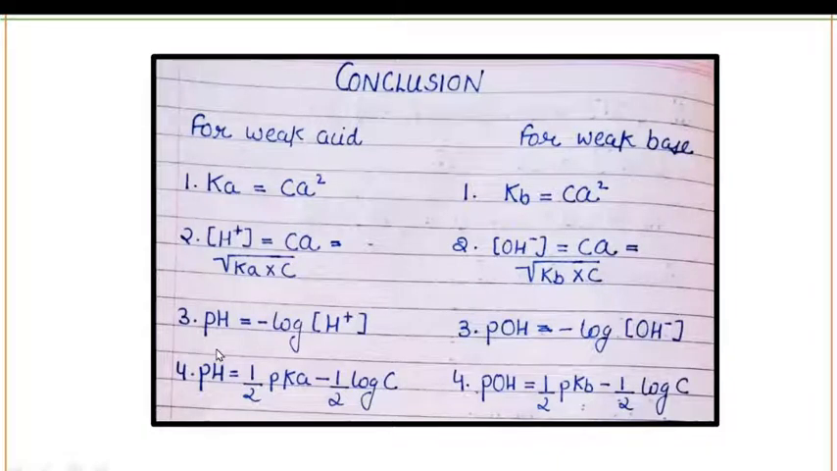In case of pH for a weak acid, this will be equal to minus log of H+ ion concentration. For a weak base, the value of pOH will be equal to minus log of OH- ion concentration. Similarly, pH will be equal to half pKa minus half log C in case of a weak acid, and in case of a weak base, pOH will be equal to half pKb minus half log C.